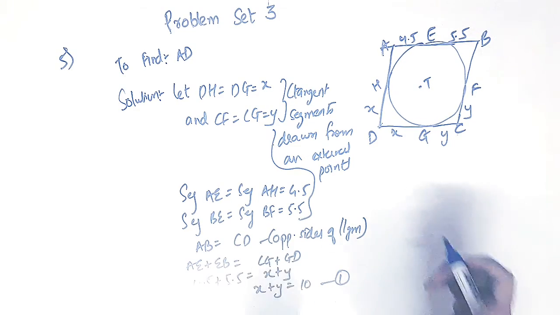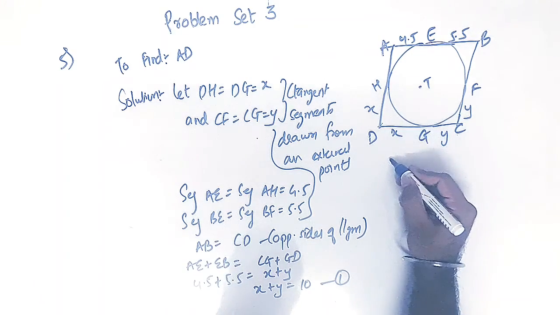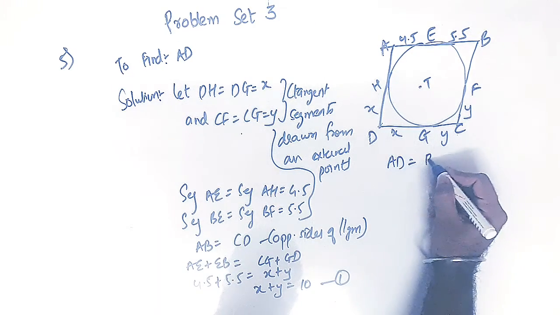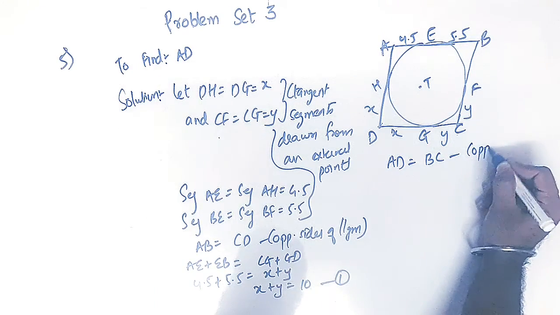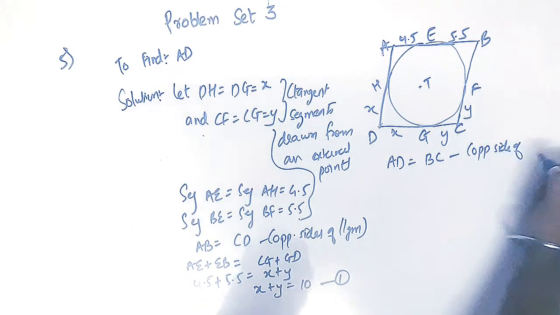Let us see what is this. Also I can write AD equals BC. Why? Opposite sides of a parallelogram.